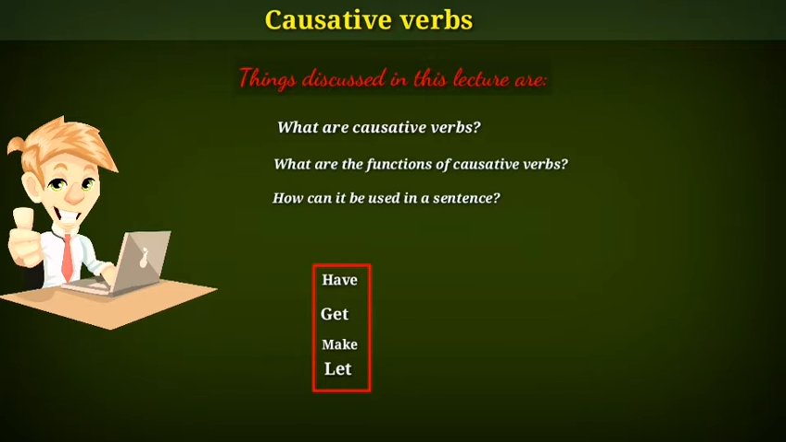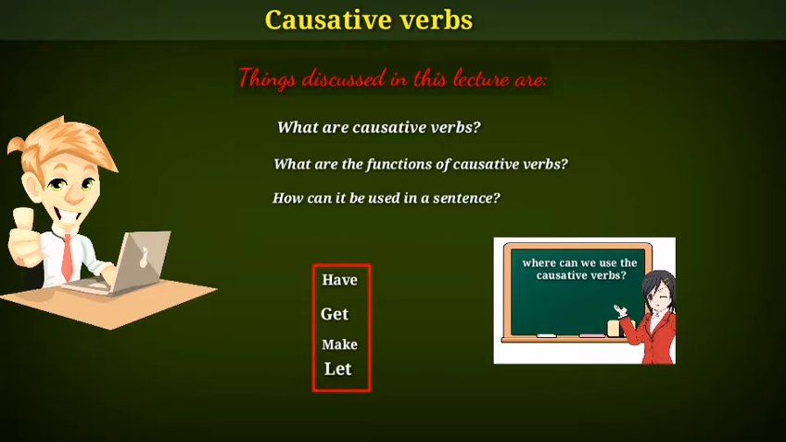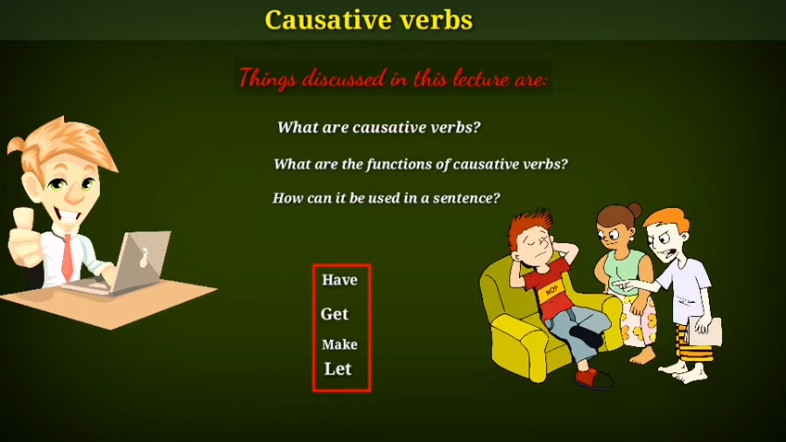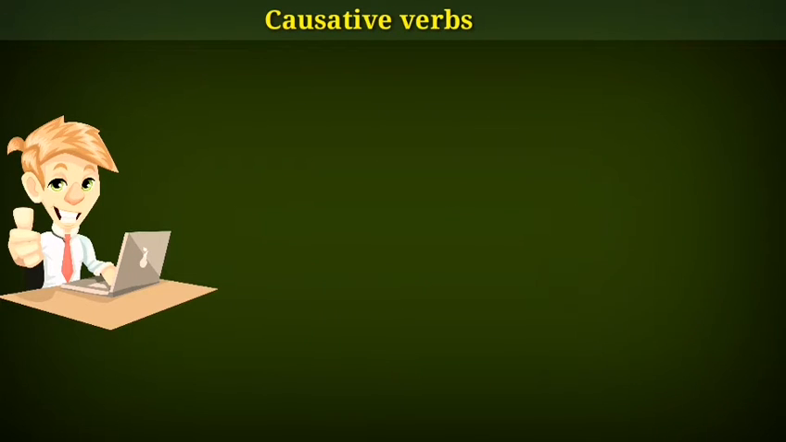Well, the question is, where can we use the causative verbs? The answer is we always do our activities by ourselves, but sometimes we do not do our activities by ourselves, but we pay someone or convince someone to do something for us. So in such situations we are required to use the causative verbs. Let me help you understand through examples.